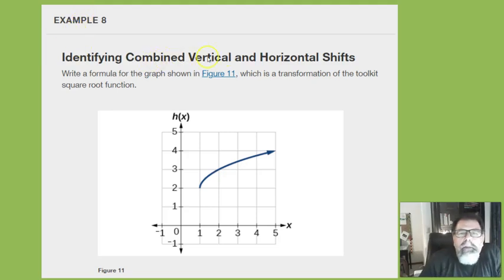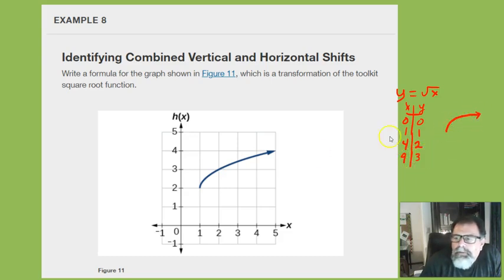Example 8, identifying combined vertical and horizontal shifts. Write a formula for the graph shown in figure 11, which is a transformation of the toolkit square root function. So if you recall, the toolkit square root function: square root of 0 is 0, square root of 1 is 1, the next nice one, square root of 2 is 1 point something, 1.4. The next nice one is 4, square root of 4 is 2, and then the next one would be 9, 3, and it has this shape like here, but it starts at 0, 0.